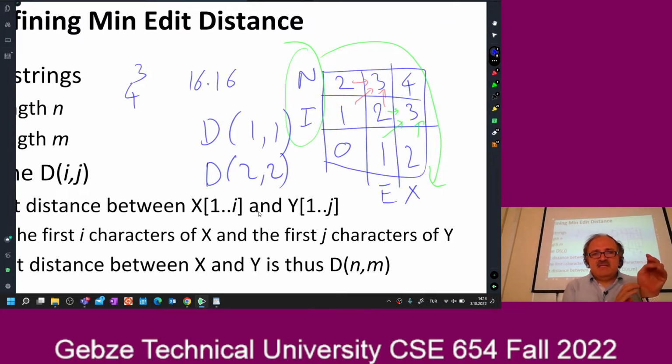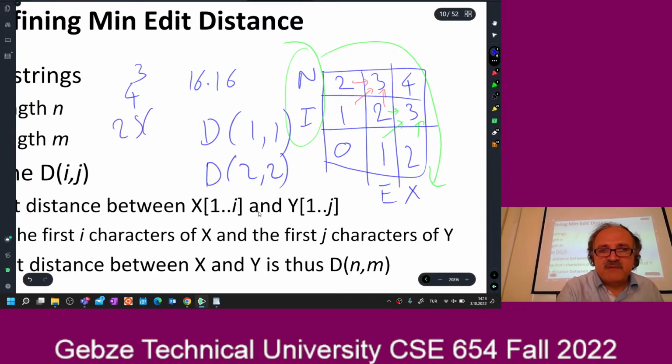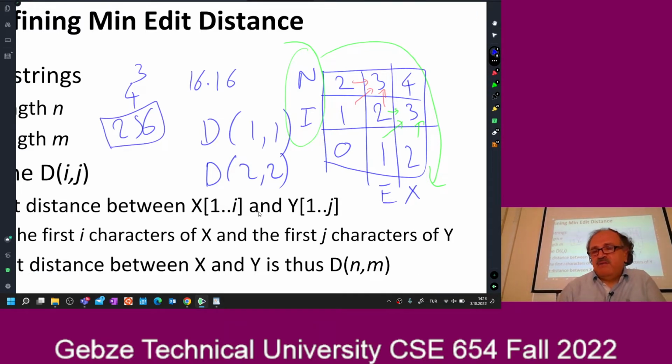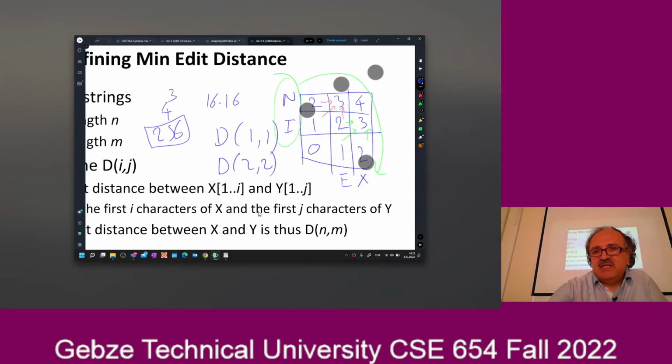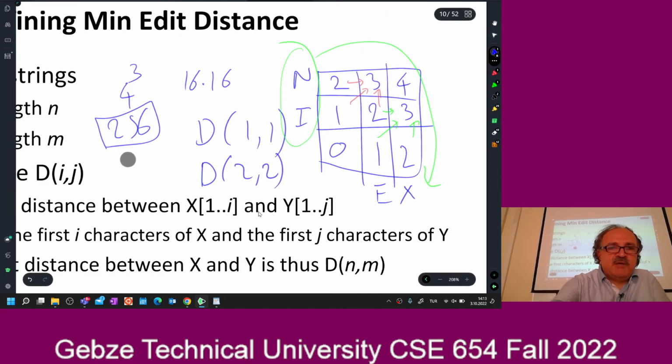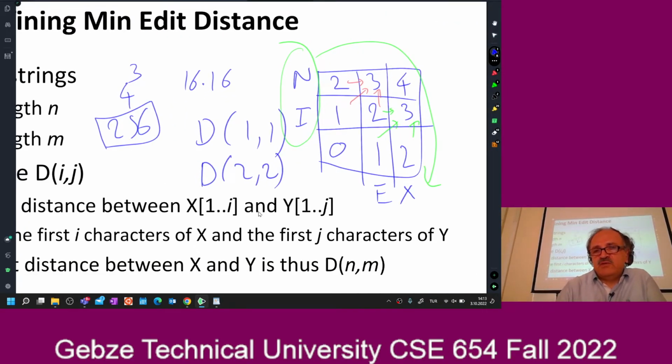I don't know what it is. 256. Yeah, 256. If you do it the most stupid way, this is the upper bound, and we are talking about 9 numbers here. This one is talking about more than 200 numbers. Of course, this one is better.